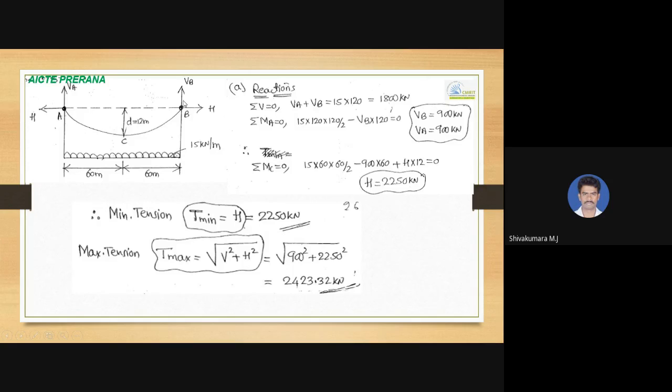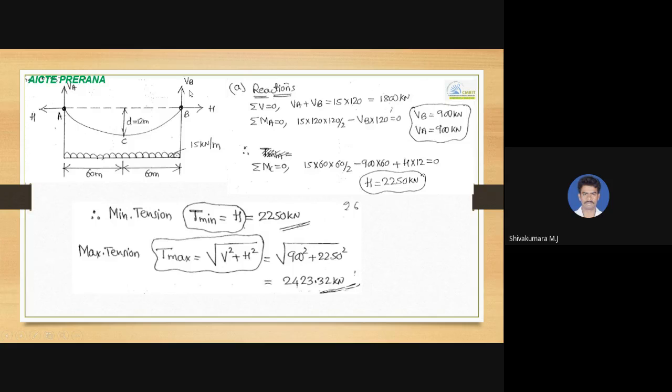And then VB, VB towards up into 120 meter is the distance. And H, if you extend the line of action, it will pass through A, so there is no rotation or moment. If you equate it to 0, you will get a VB value as 900 kilonewton. Substitute this value in this equation, you will get a VA value as 900 kilonewton. So done with the values of VA and VB.